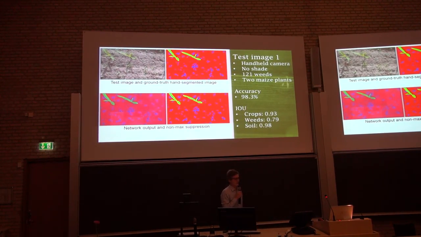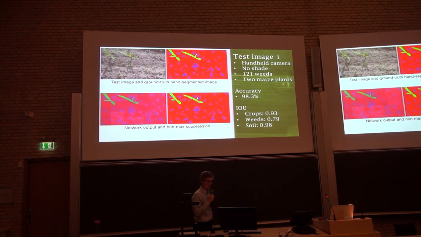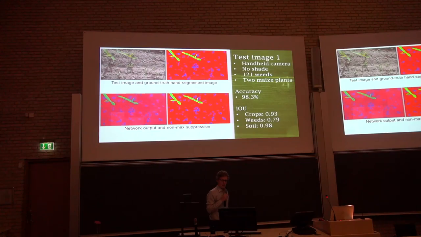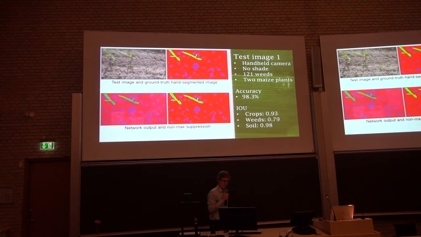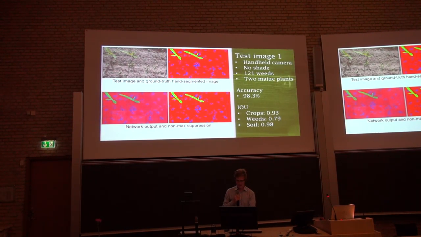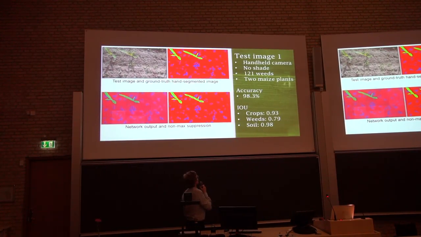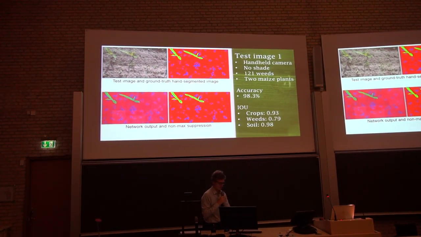And you can see that we get a quite high accuracy, actually it's 98.3%, and the intersection over union for the crops is 0.93, for the wheat 0.79, and for the soil 0.98. And actually we detected all the wheat, even though some of the edges are a little rough.